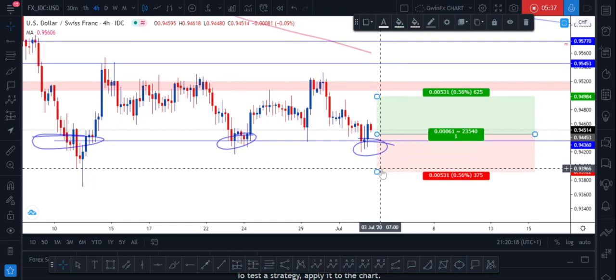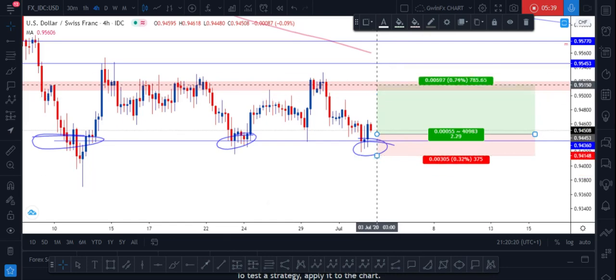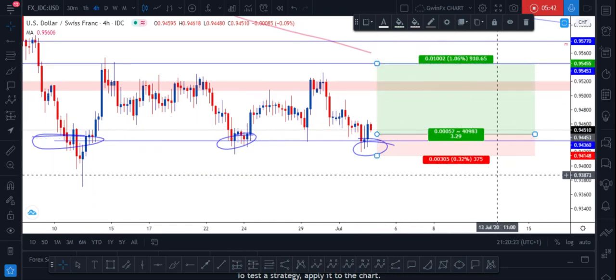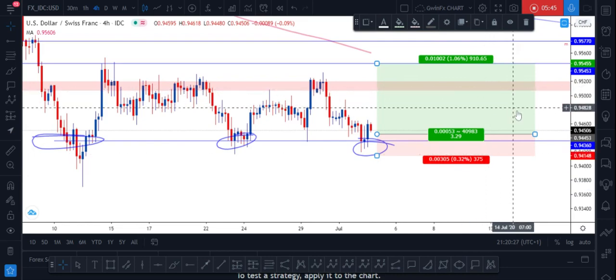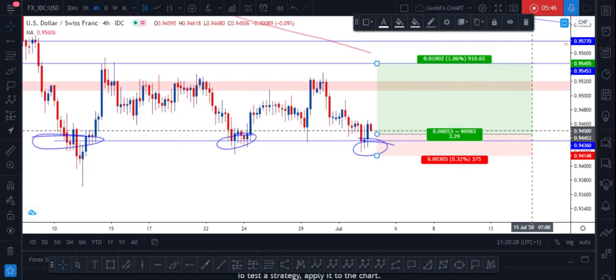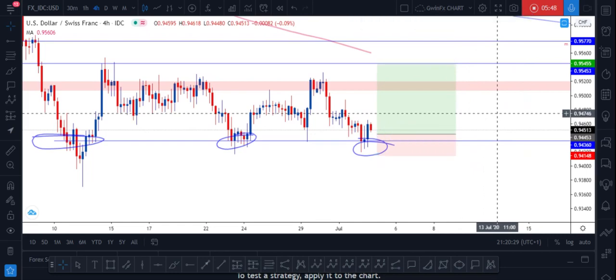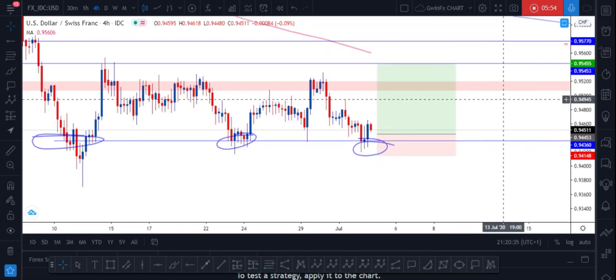Let's quickly, before we wrap it up, put up how we would look to approach this pair and what kind of trade we would be taking. This will be a 1 to 3.29 risk to reward trade. So that would be a very good trade to take.